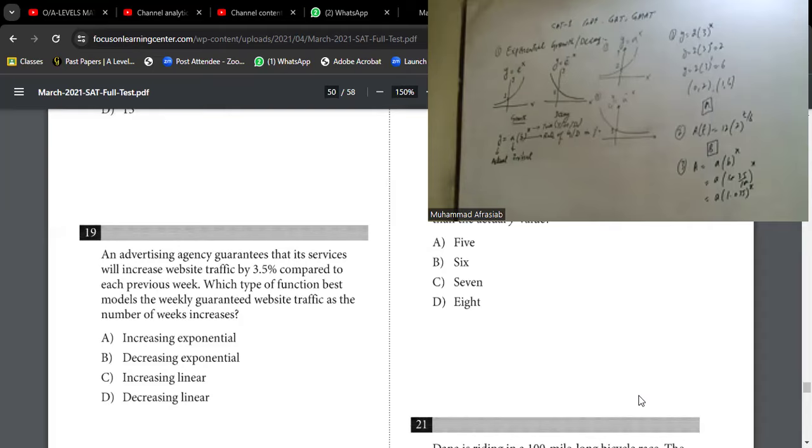So it is increasing exponentially with the time of this x period. So the answer is A. B, decreasing, not true. Increasing linear, but it is not a linear equation, so it is not true. Decreasing linear is also not true. So only A is true, when it is increasing exponentially with the help of this model.